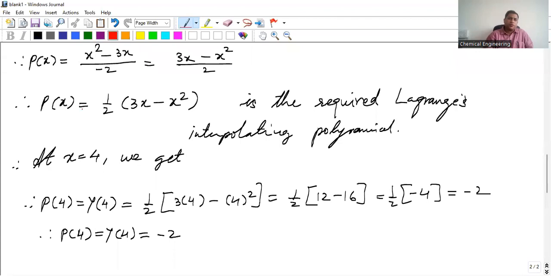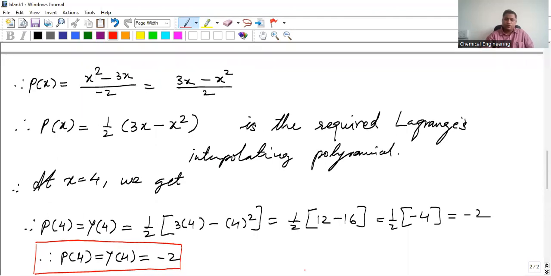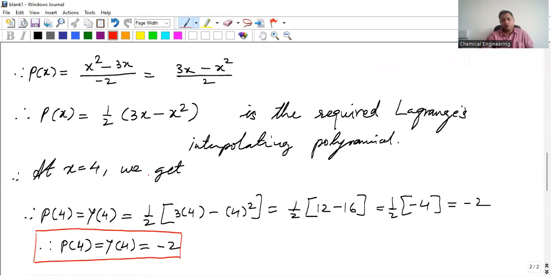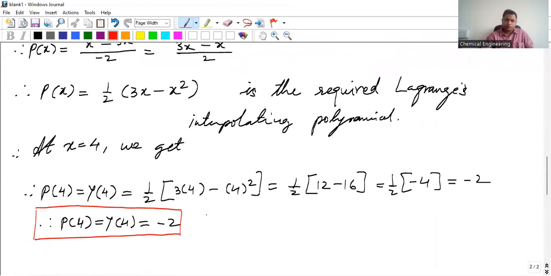So correct. We got the value of y at 4, and if you can see, this is going to be a parabola. We get the value of this interpolating polynomial at x is equal to 4, and that is going to be minus 2. So at x is equal to 4, y will be minus 2.